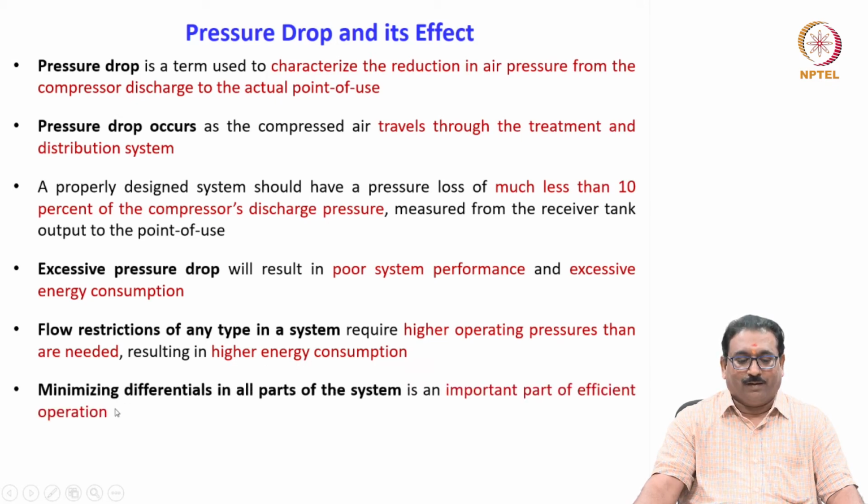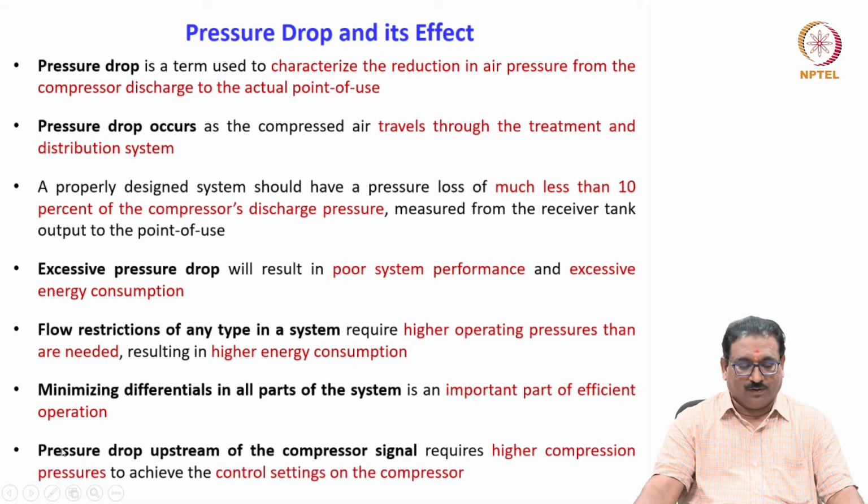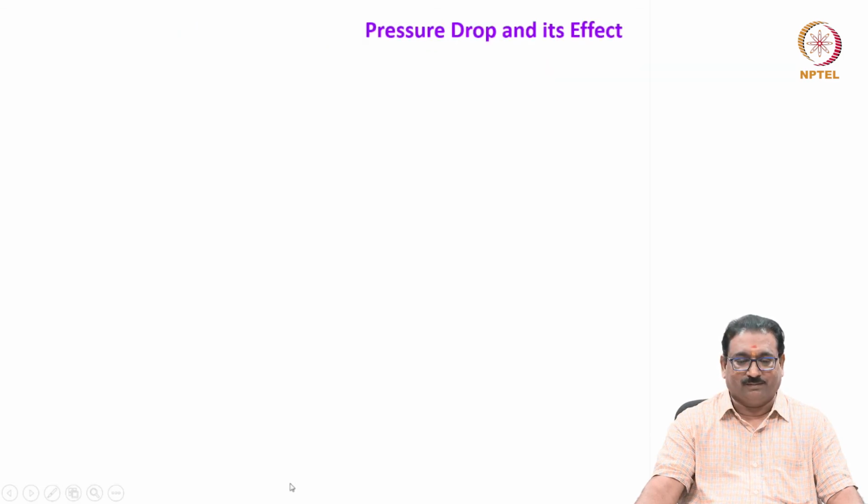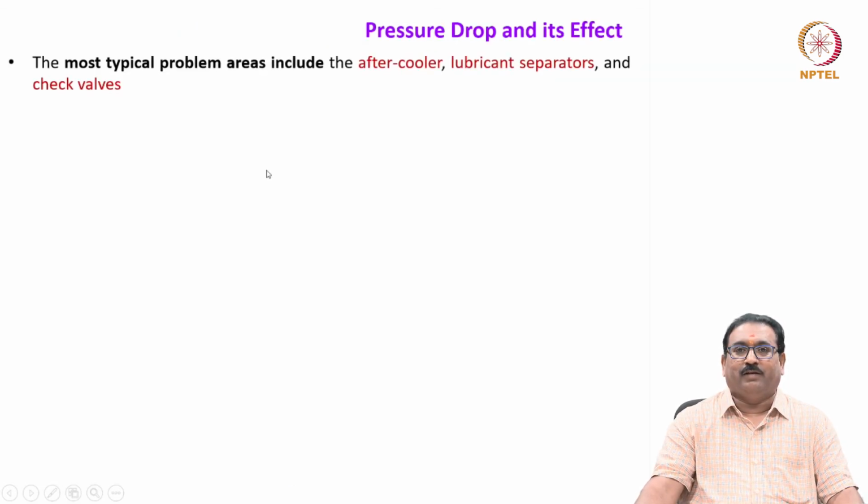Flow restrictions of any type in the system require higher operating pressures than are needed, resulting in higher energy consumption. Minimizing differentials in all parts of the system is an important part of efficient operation. Pressure drop upstream of the compressor signal requires higher compression pressures to achieve the control settings on the compressor. The most typical problem areas include the aftercooler, lubricant separator, and check valves.